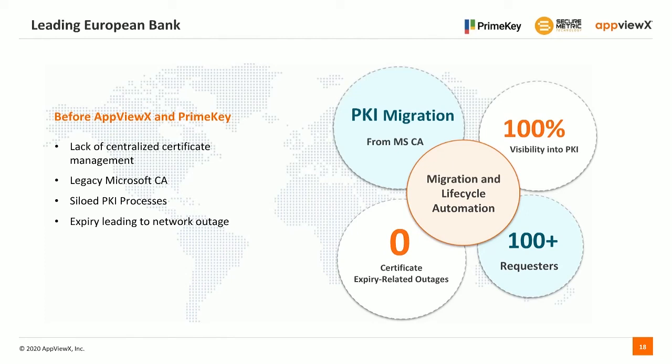Right? So what we did post AppViewX and PrimeKey was that we migrated all of their Microsoft CA into a single appliance, and then it was streamlined with multiple issuers. They got 100% validity, and they didn't report any certificate outages since then. And there are hundreds of different teams using this for requesting certificate and automating. Some are automated, some are semi-automated, some are fully automated as well, right? And there are some self-service capabilities as well.